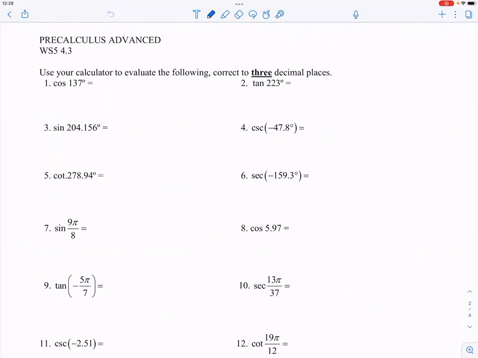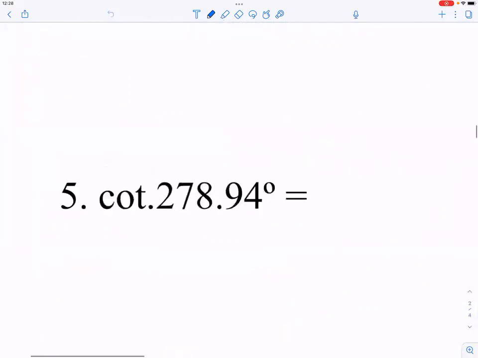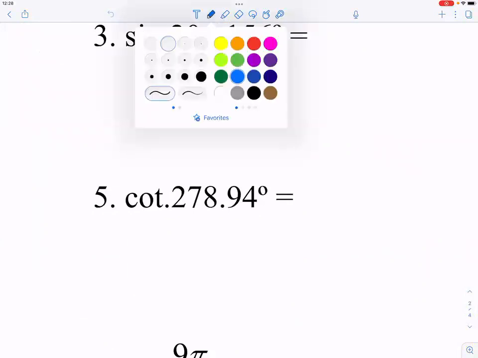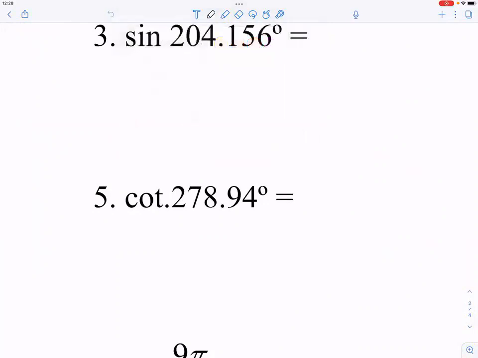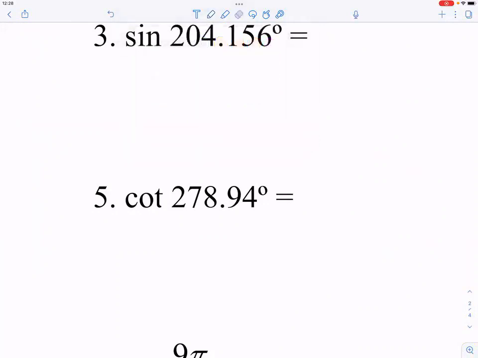So what is it? Now, if you look at questions 1 through 12, oh, by the way, for question 5, you can ignore the little dot after cotangent. It's not supposed to be there. The dot right here. Okay, so it's just cotangent of 274.994 degrees.